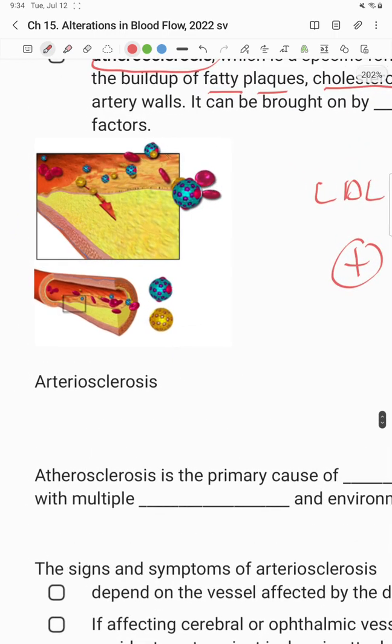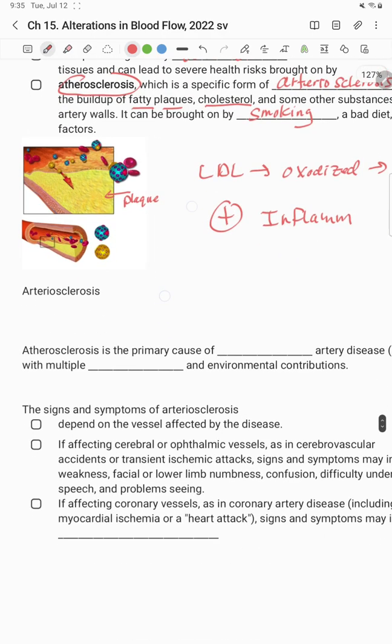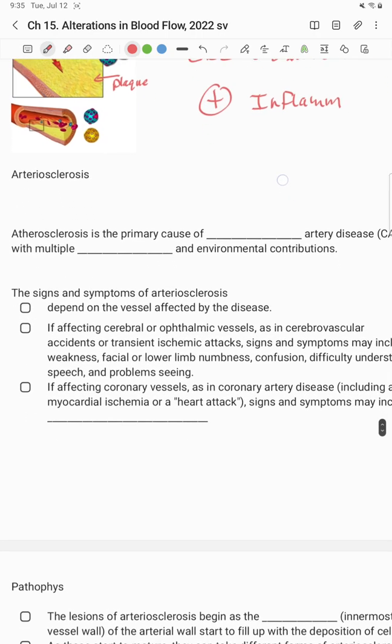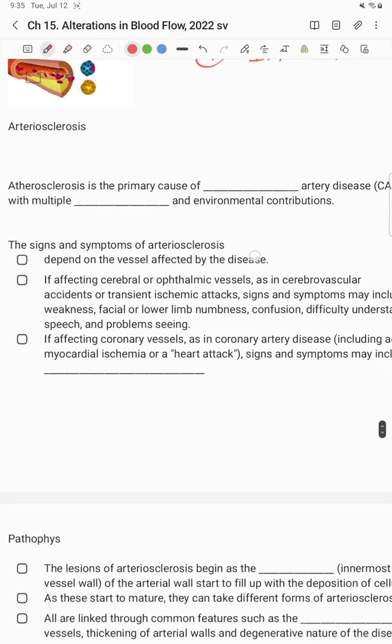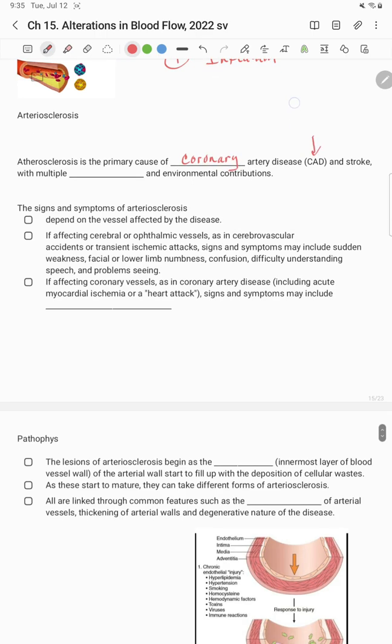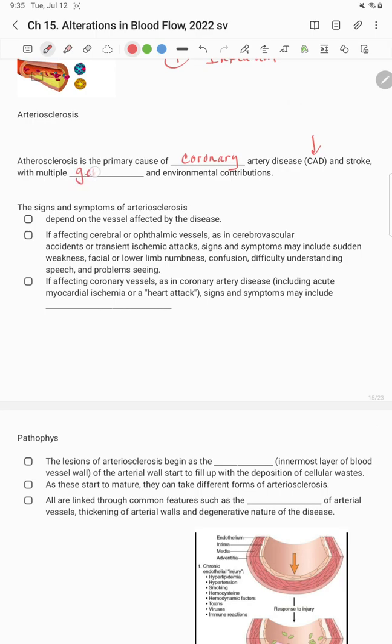Okay, atherosclerosis, here is the so-called plaque formation. Okay, atherosclerosis is the primary cause of coronary artery disease, also known as CAD, and stroke with multiple genetic and environmental contributions. The signs and symptoms of arteriosclerosis depend on the vessels that are affected by the disease.